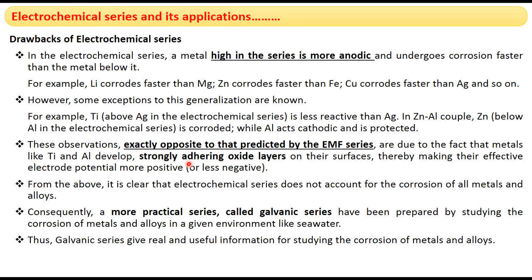To overcome these drawbacks, a more practical series has been developed. That practical series is called the galvanic series. This galvanic series gives the corrosion behavior of metals and alloys in a given environment, seawater. Thus, the galvanic series gives real and useful information for studying the corrosion of both metals and alloys.